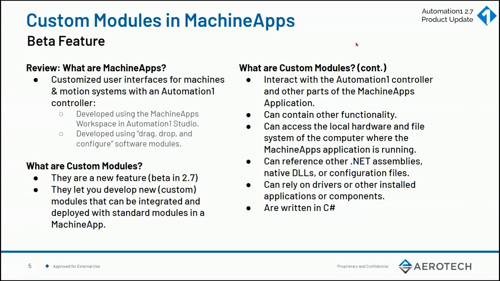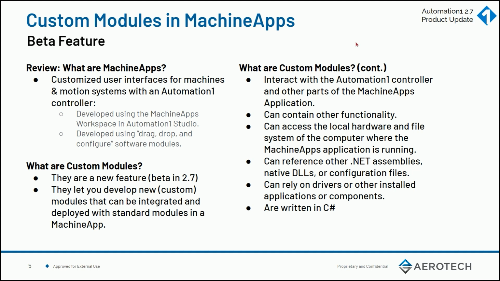Next up is a new tool called Custom Modules and MachineApps. So let's have a quick review here for everyone who maybe needs to learn a little bit more about what MachineApps is. There's plenty of video content on MachineApps available to you. But MachineApps is a tool that allows you to customize user interfaces to be built for machines and motion systems that already use the Automation1 controller. So it's meant for people that are already in our product line to be faster and quicker at deploying their front end. You develop these MachineApps using the MachineApps workspace in Automation1 Studio.